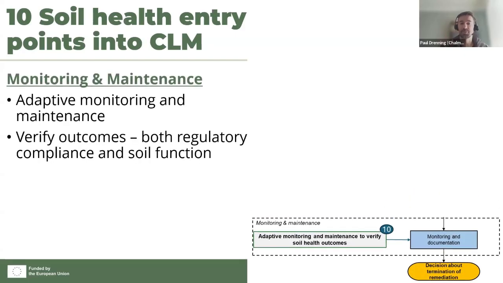Monitoring and maintenance, as an adaptive monitoring and maintenance, so like iteratively improving and changing our monitoring strategy and our site management strategy according to whether or not we're meeting our outcomes. And we verify outcomes, ideally quantitatively, both for regulatory compliance for risks, but as well as integrating soil quality indicators to determine whether or not we had positive or negative impacts on soil functions. And some of these can take a very long time to show any sort of improvements, so that's something we should consider as well. Yes, and so next slide, please, just to wrap up.